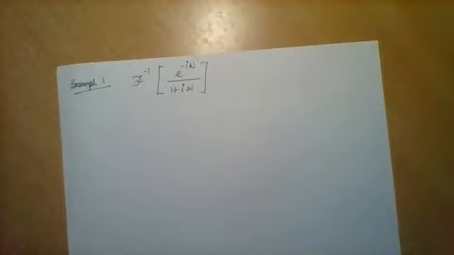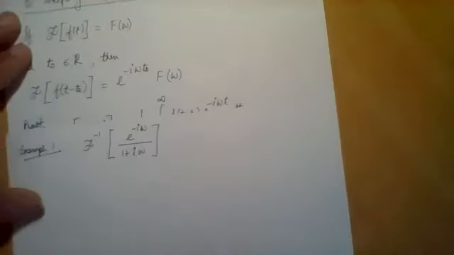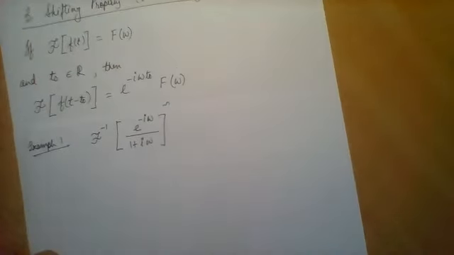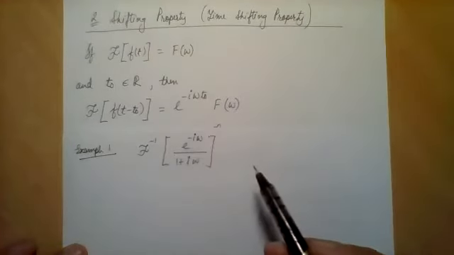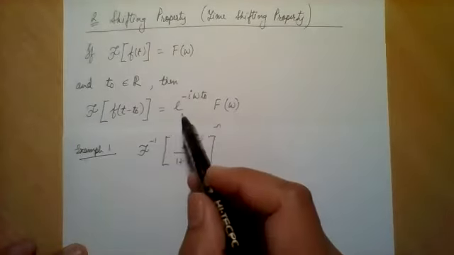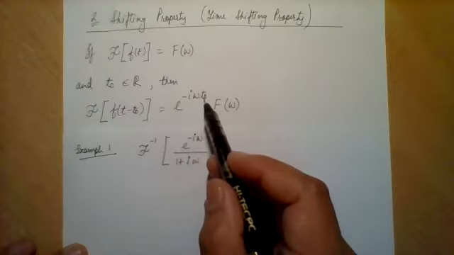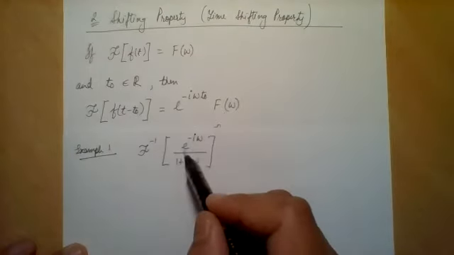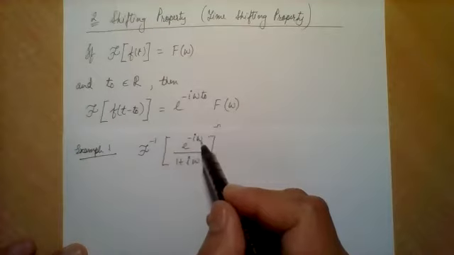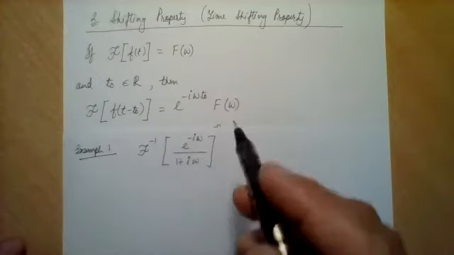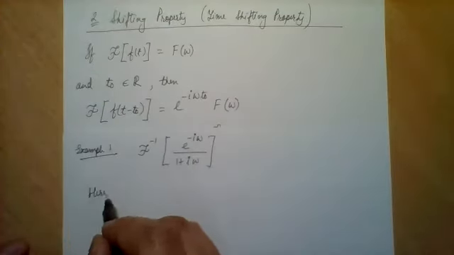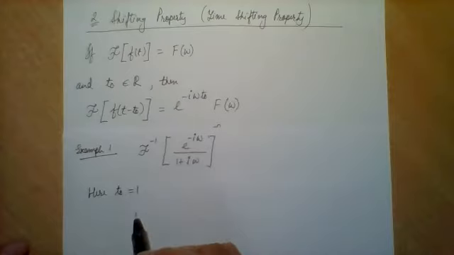So if you look at the shifting property carefully, here we have e to the power minus i omega t0. Here we have e to the power i omega times 1. So if you compare this and this, we find that t0 is equal to 1. So here t0 is equal to 1.